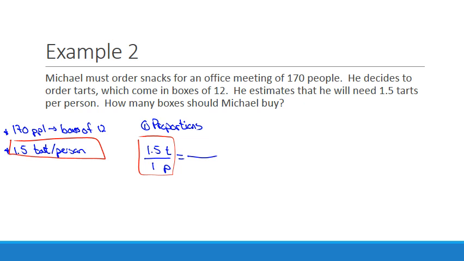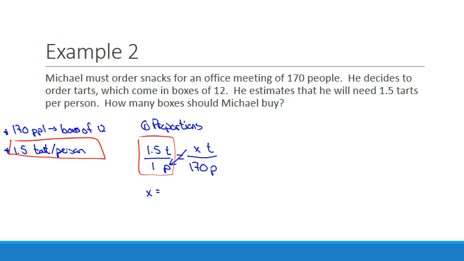On the other side, we're wondering how many tarts he should buy. Now, why am I wondering how many tarts? Because once I know how many tarts he should buy, then I can decide how many boxes of 12 he'll need. And that is for 170 people. Okay, so there's my proportion. Now I just get to solve.